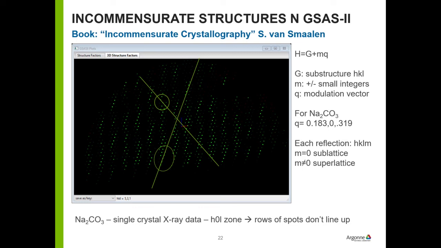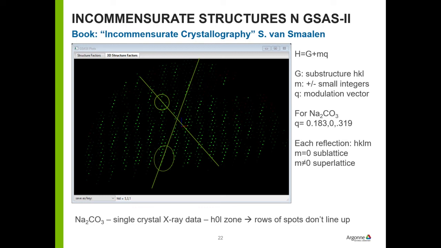So the position of each one of these superlattice points is given by this equation, which is G, the substructure HKL, just the HKL, plus a small integer times a modulation vector. In this particular case, the modulation vector is roughly 1/6 0 1/3, but not quite. Okay, so that's why it makes it incommensurate.